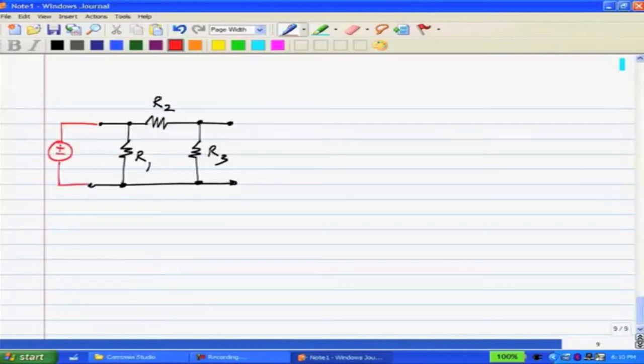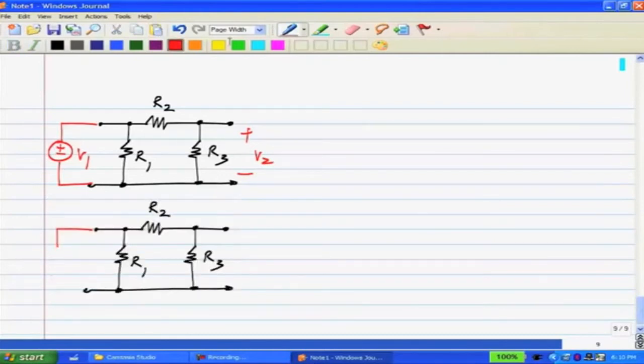So, let me take V1 on this side and measure V2 on the right side, and in the other case I will apply a current I2 hat on this side and measure the current I1 hat that flows over there.